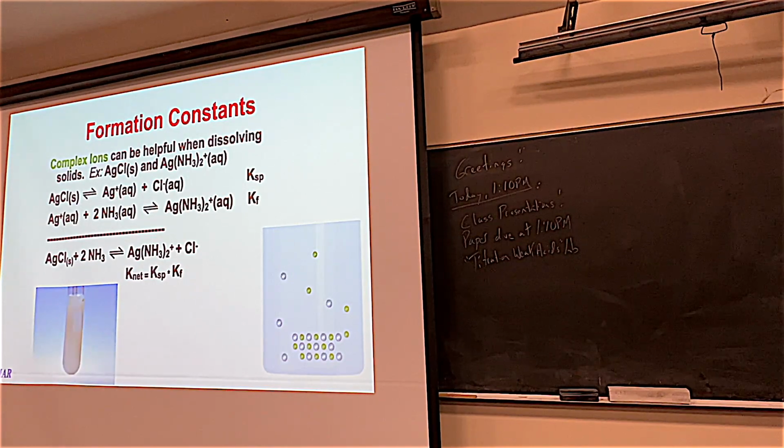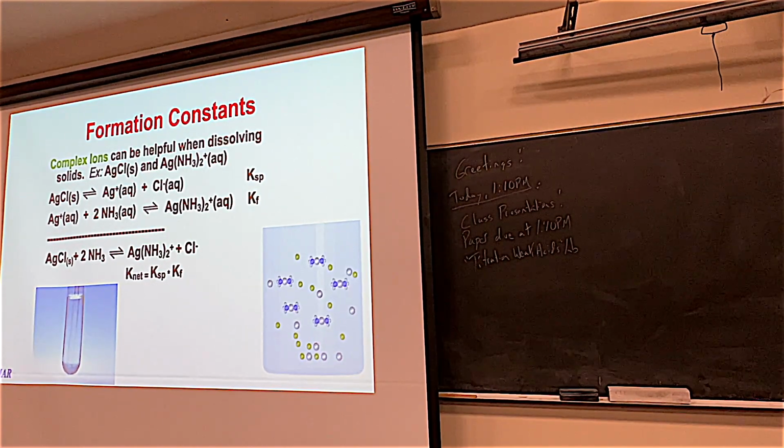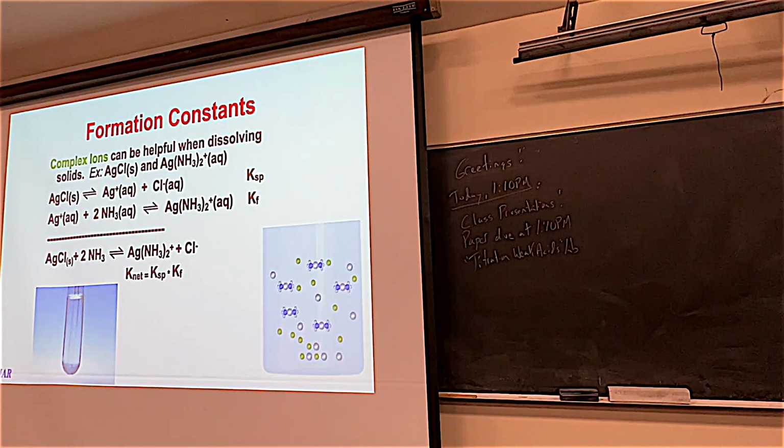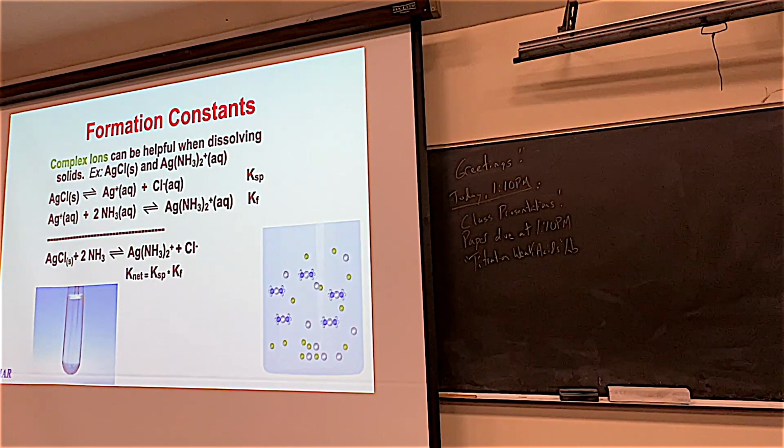When we add ammonia to the mixture, however, the precipitate redissolves. When ammonia is added to a mixture of solid and aqueous silver chloride, the ammonia serves as a Lewis base. The complex ion formed consists of 2 ammonia molecules bound to each silver ion. Formation of the complex lowers the concentration of silver in solution, which changes the solubility equilibrium.